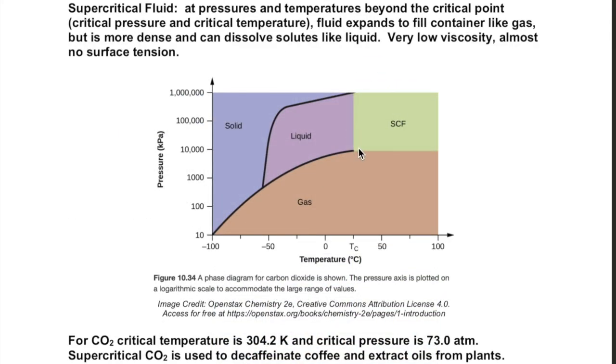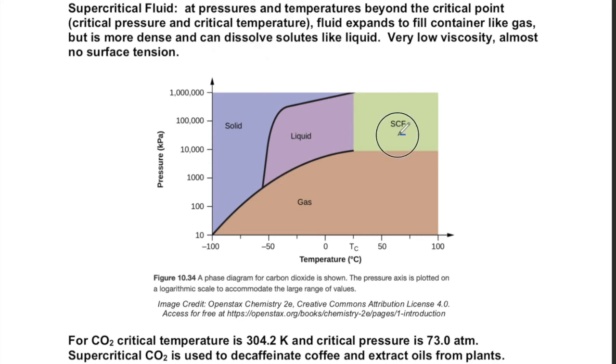At very high pressures and temperatures, in this upper right corner of the graph, we have an unusual phase that we usually don't come across, called a supercritical fluid. It has properties somewhat in between those of a liquid and of a gas. It is more dense than a gas. However, it can expand to fill the container like a gas, not like a liquid.